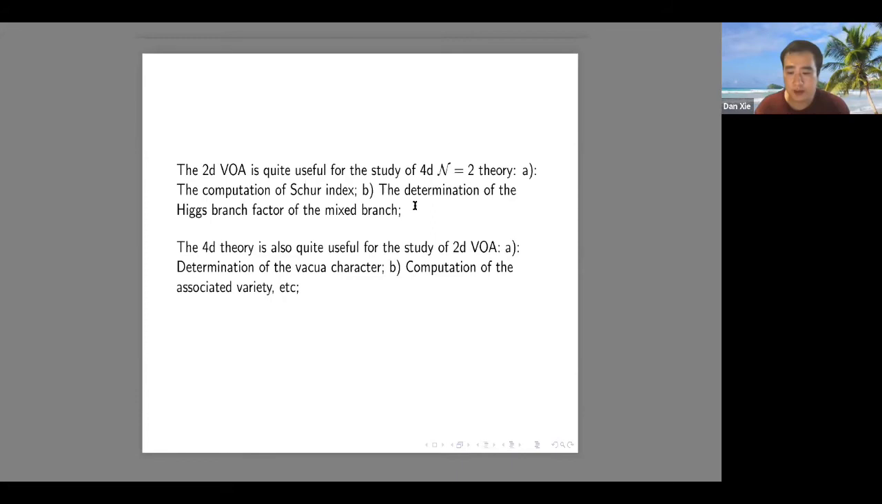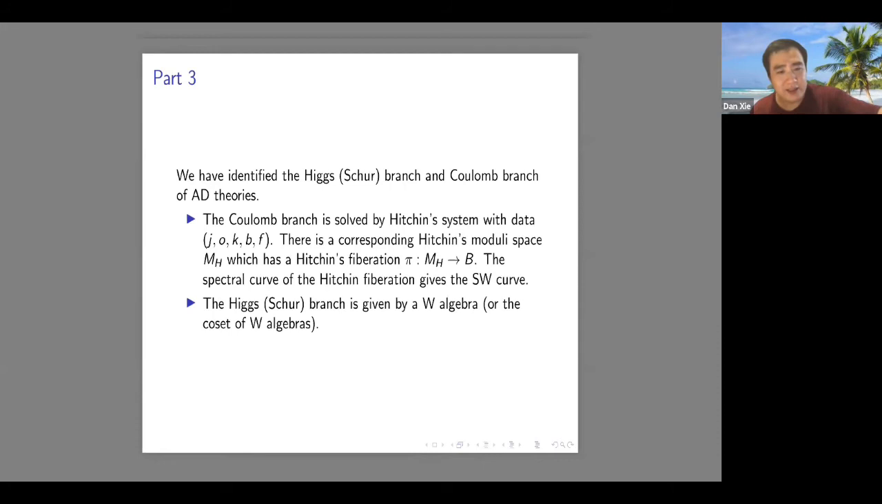Okay, finally, let me go to part three, which somehow links these two branches. So we have studied the Higgs branch and the Coulomb branch of the AD series that we studied. And we see that the Coulomb branch is solved by Hitchin system with the data.